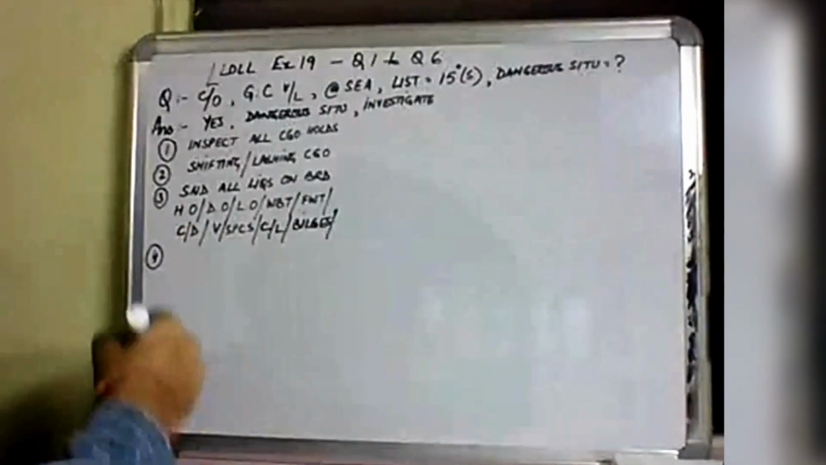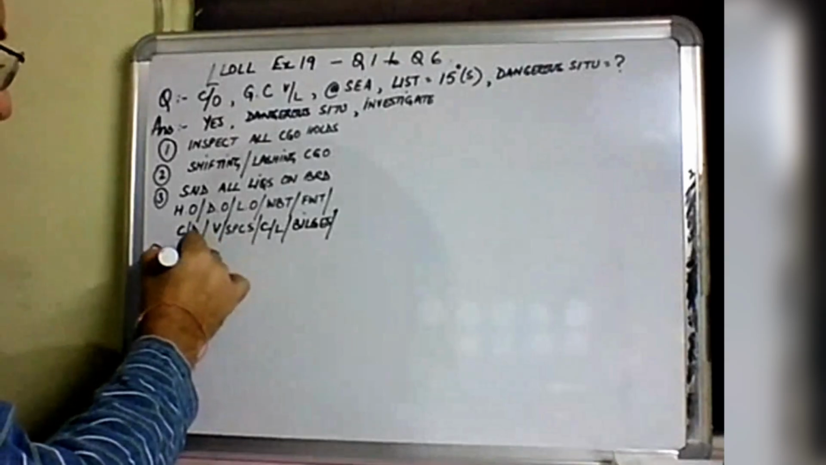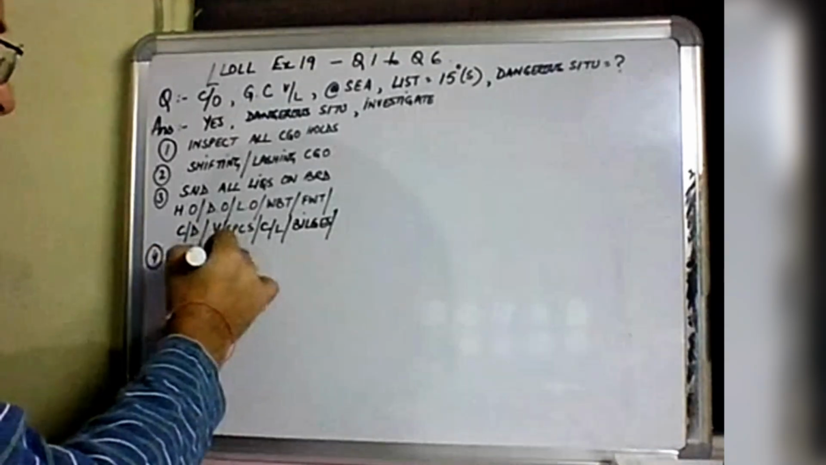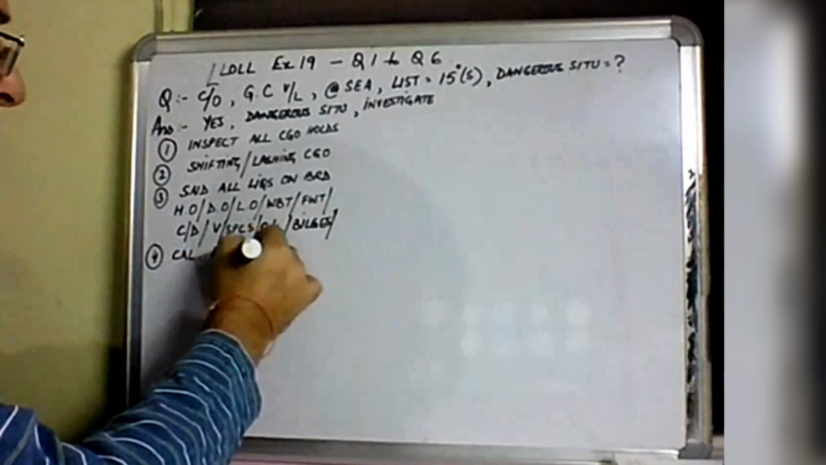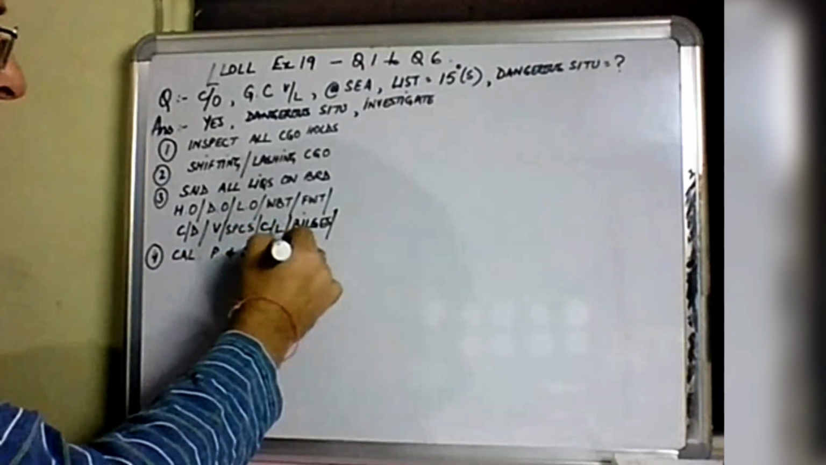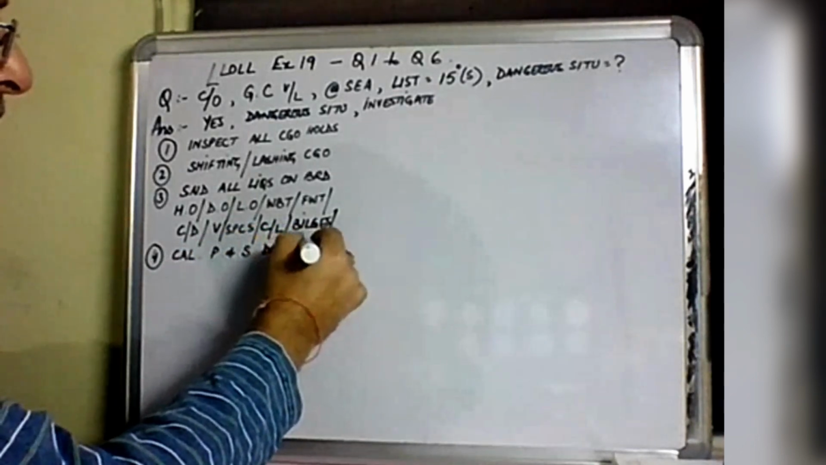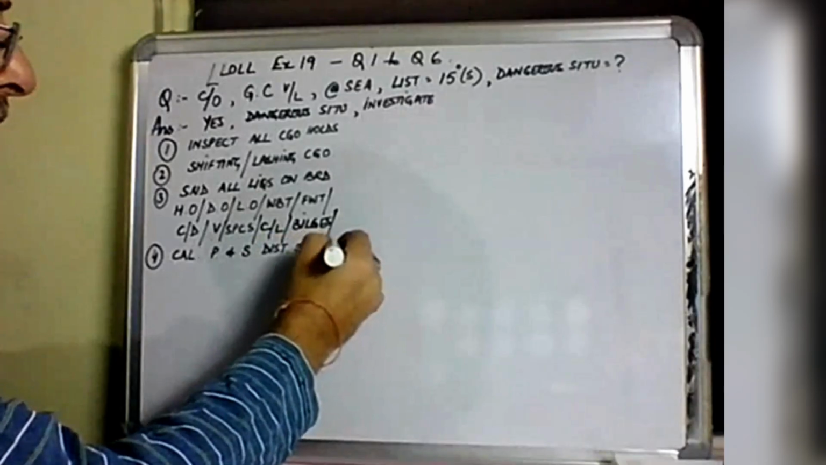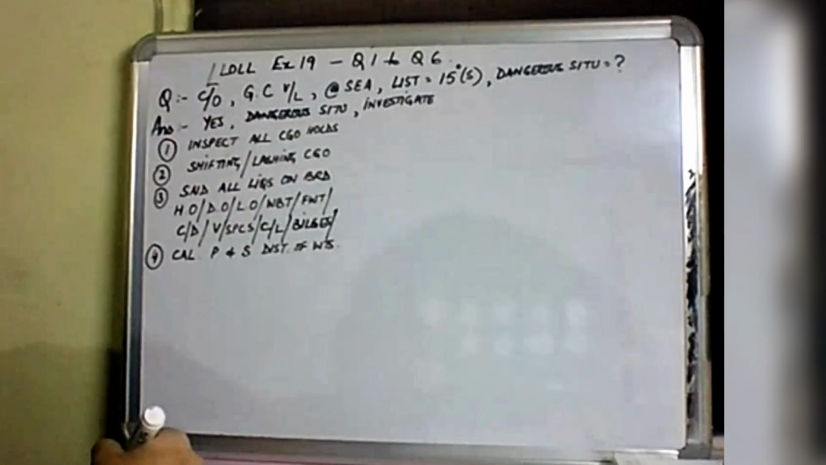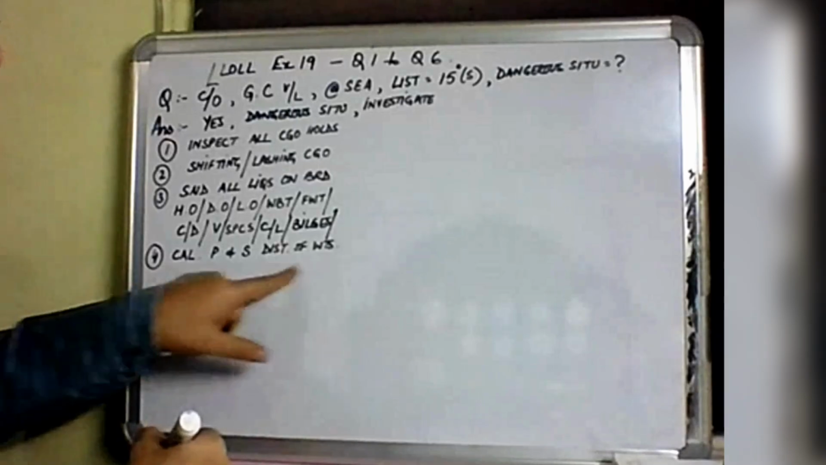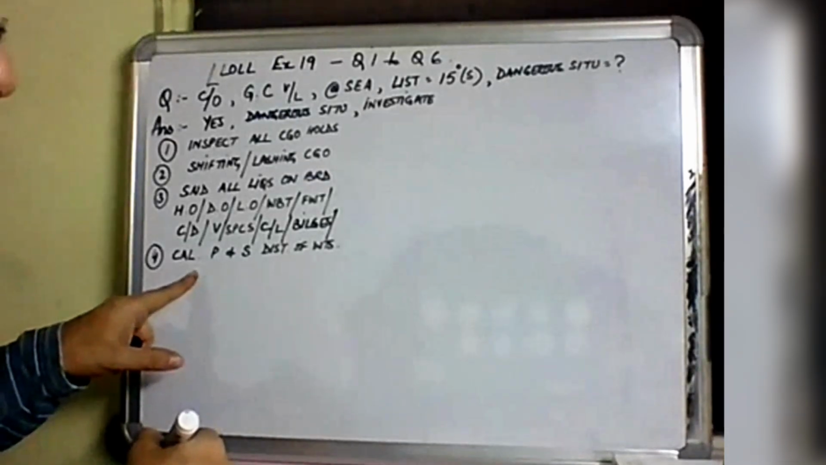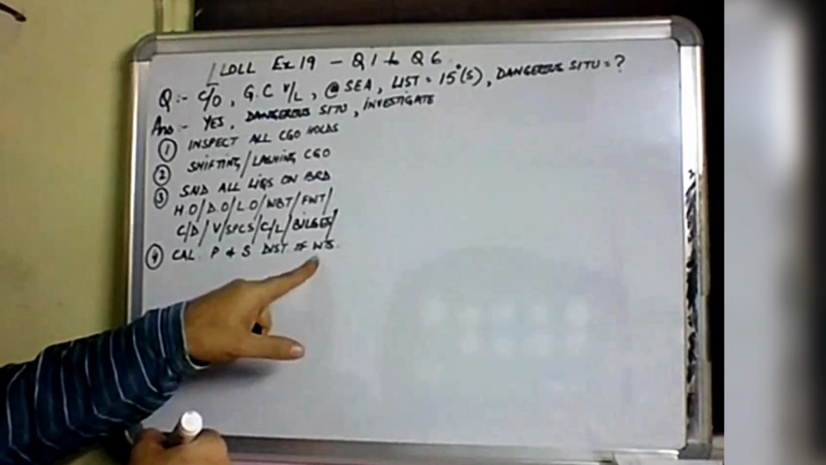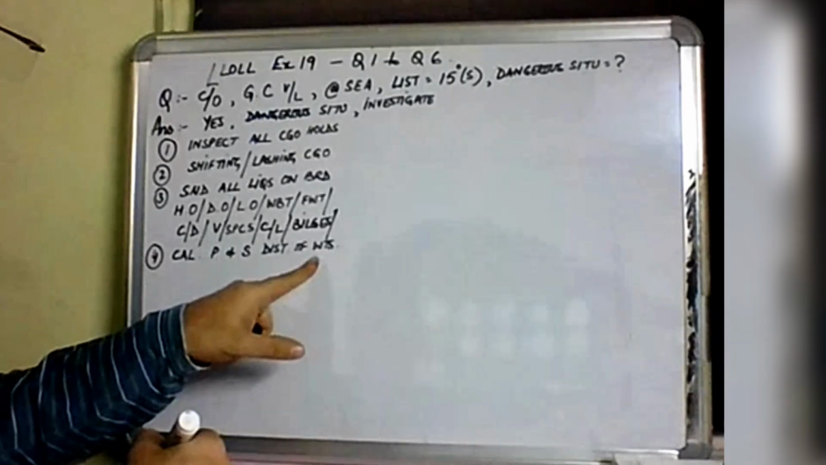Having sounded all this, you will calculate port and starboard distribution of weights. Right? You will calculate the port and starboard distribution of weights. Why are you doing this? You're basically trying to check whether there is a list, because this will be the first indication of your list, when your port and starboard distribution of weights is unequal.